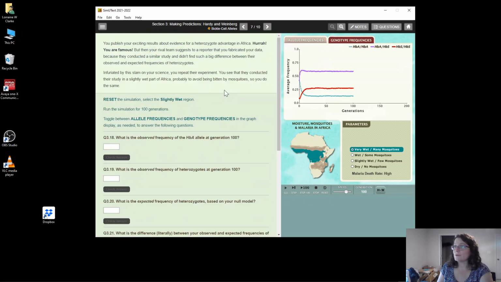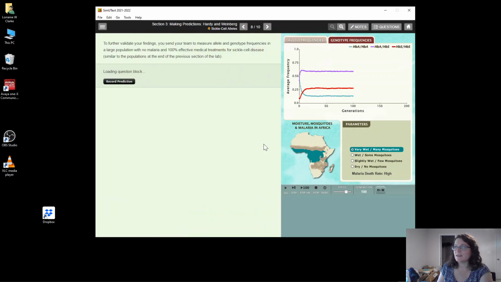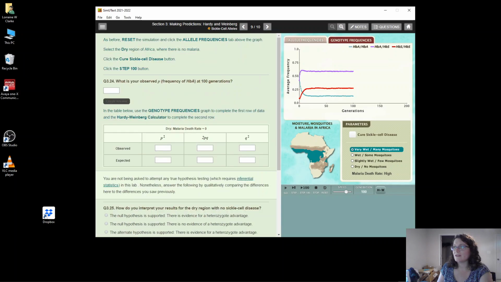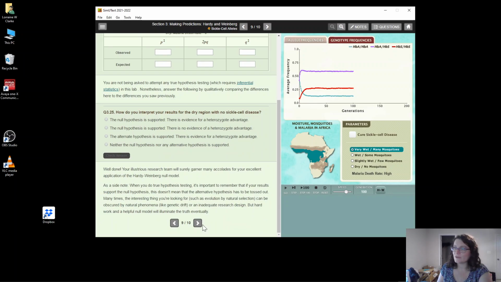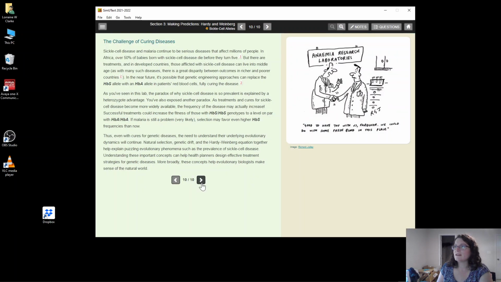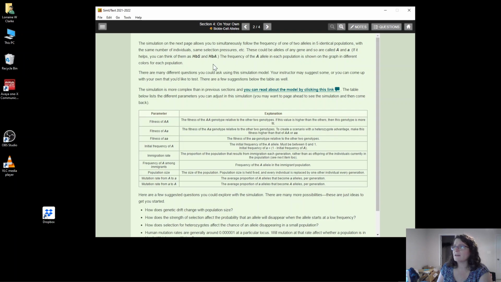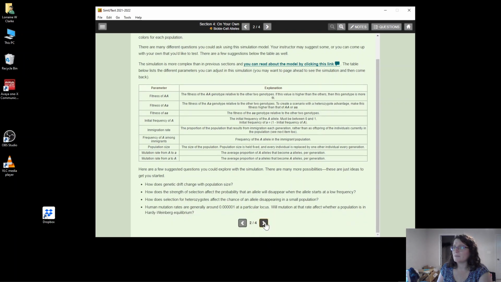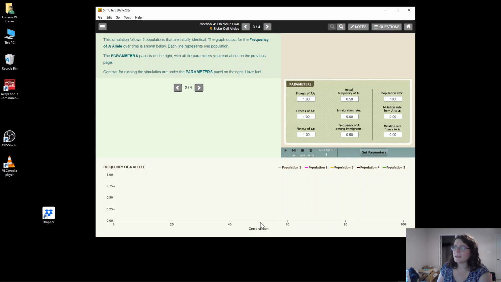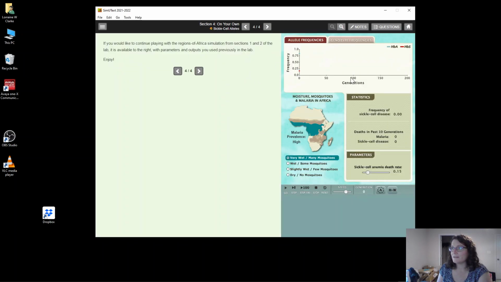This has you go through and keep going, slightly wet, and the dry region, etc. Then you're looking at the different death rates and genotype frequencies in the dry region with no sickle cell. And then on your own, you're going to explore a little bit more. There's complex models and such. You play with the parameters, see how that works, because you're going to have to be able to predict and describe later, okay?